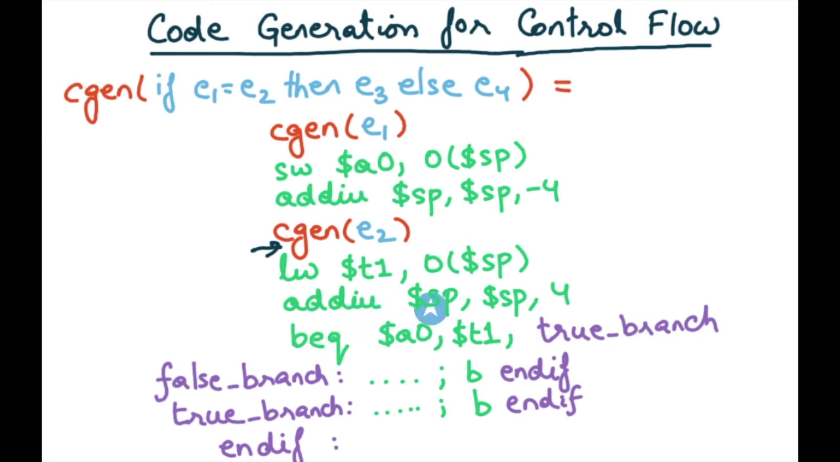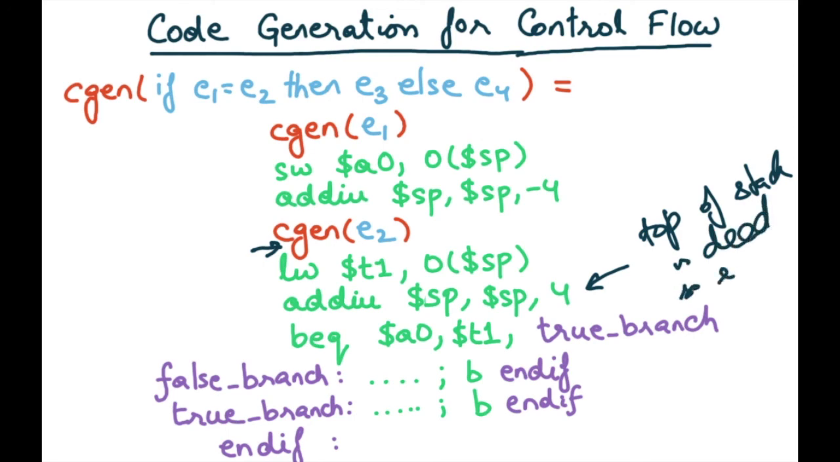I could have released this space in the end if position, which would also have been fine, but it's better to release the space as soon as possible so that you can save space. So in this case, I just do addiu $sp $sp 4 immediately after the load word, because at this point the top of the stack is dead, and so I can release the space.